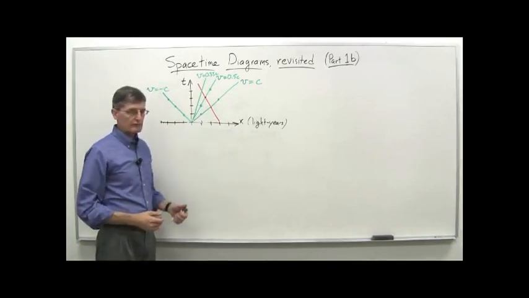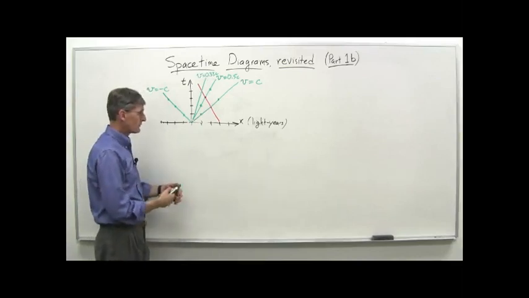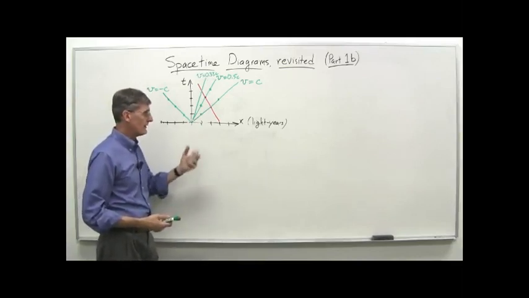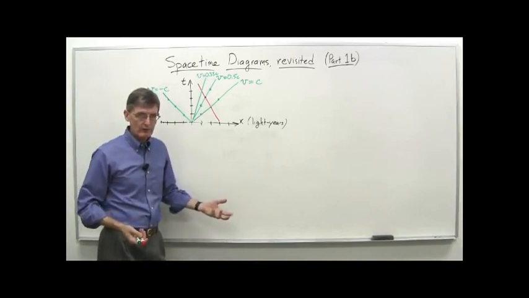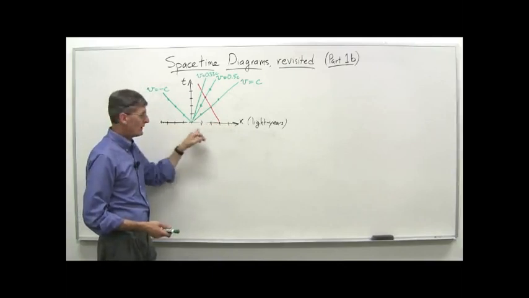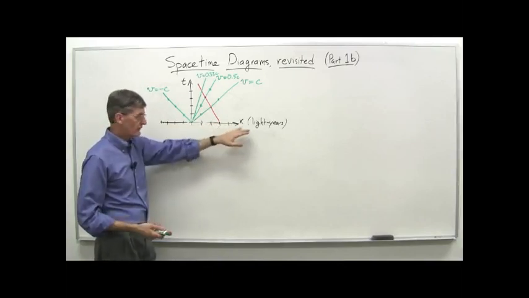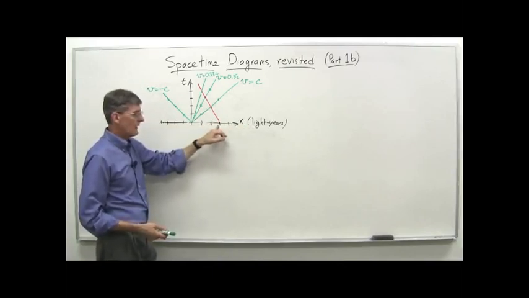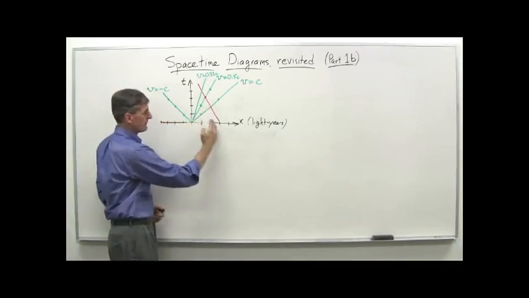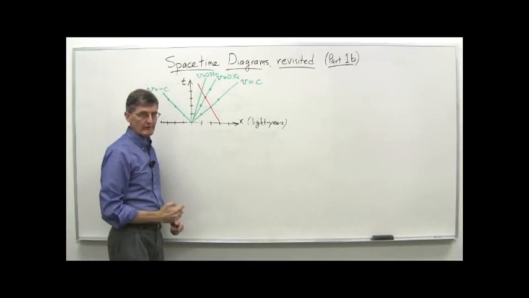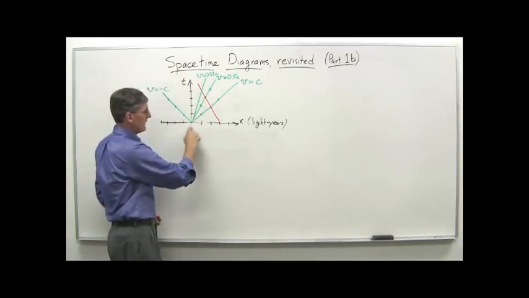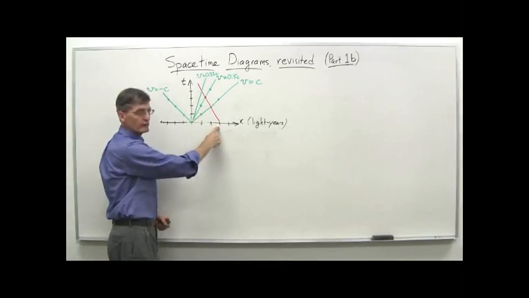Okay, then finally, what about this red line? Well, think about this a minute. If I said, okay, this is the world line of something, describe to me what it's doing. We say, well, at t equals 0 here, it's at x equals 3, so the 3 light year mark. And then as time goes on, it's clearly moving to the left because the line is sloped in that direction.